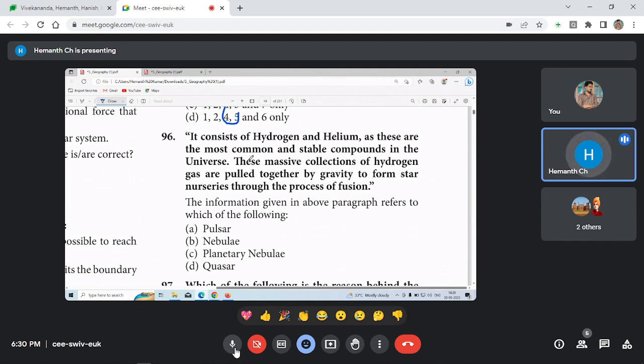It consists of hydrogen and helium, the most common stable elements in the universe. These massive collections of hydrogen gas are pulled together by gravity to form star nurseries through the process of fusion.